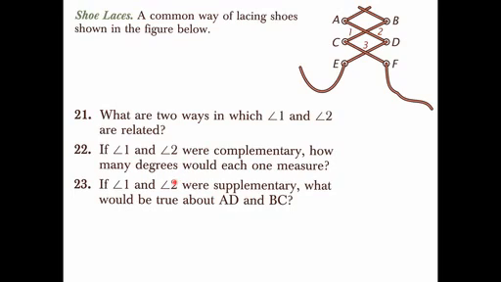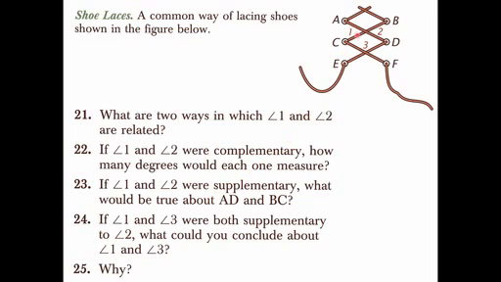If they were supplementary, now we've got angles 1 and 2 and we're saying they're supplementary. Remind yourself of what that is. They're still vertical angles, so they would still have to be equal, wouldn't they? So the question on 23, what would be true about AD? Now they're looking at the laces themselves. So if this were true, what about AD and BC?